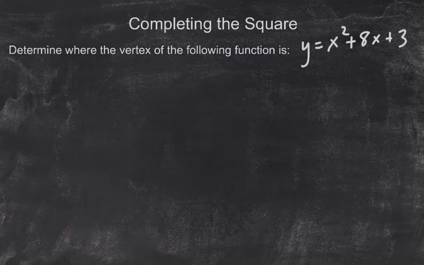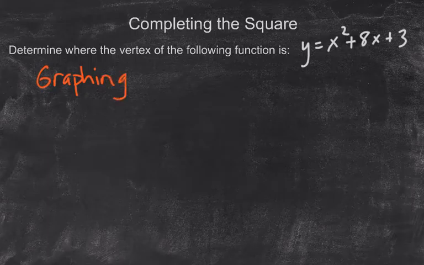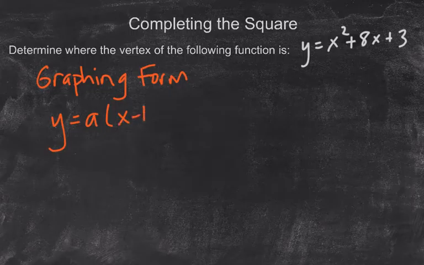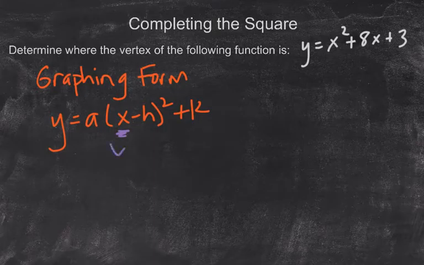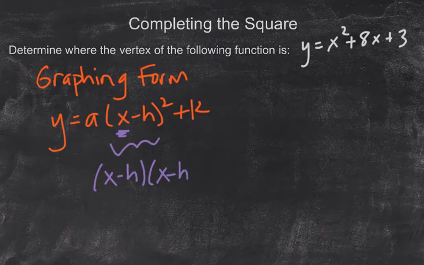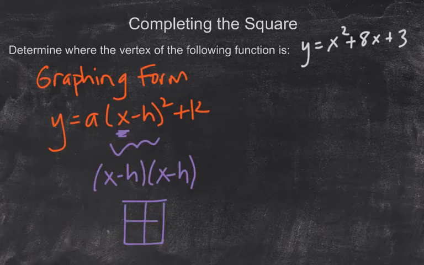So remember that graphing form of a quadratic is y equals a times x minus h squared plus k. And when I look at this, I see that the only x in that whole equation is inside of that x minus h squared. So if I just look at that for a minute, I could write that as x minus h times x minus h, and I could represent that in an area model if I wanted to.